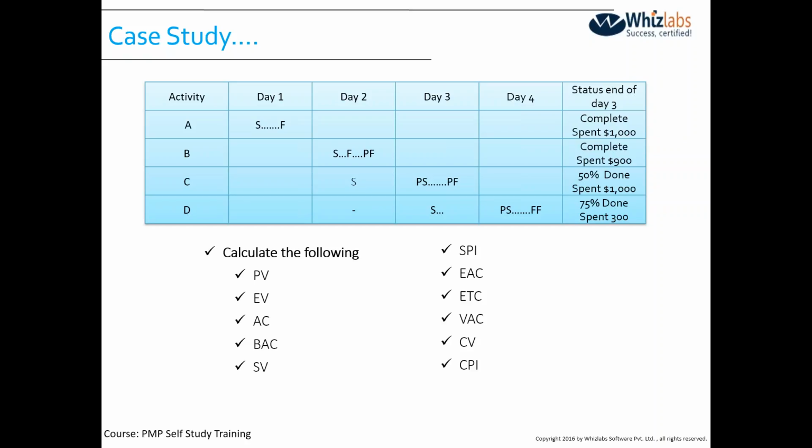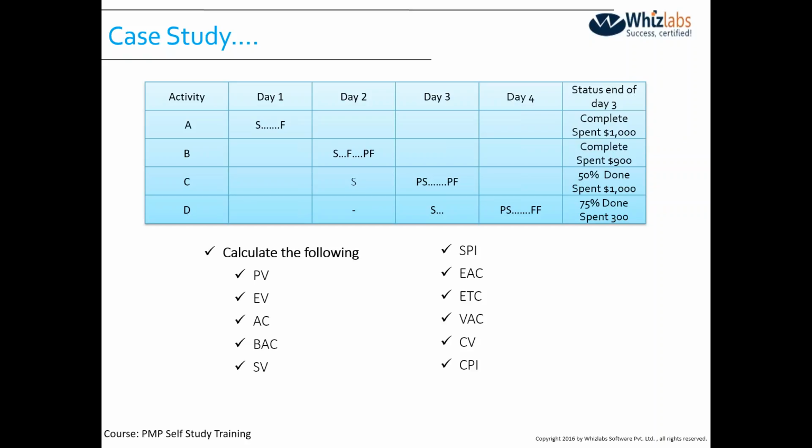If you look at activity number C, on day 2 it actually started, but it was supposed to start on day 3 and it was supposed to finish on day 3 itself. So when you're looking at the last column, it was 50% done because it was never finished, and we ended up spending $1,000. So you can see we spent more money, and the activity was still not 100% done.